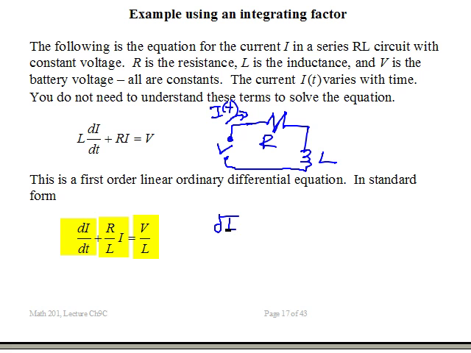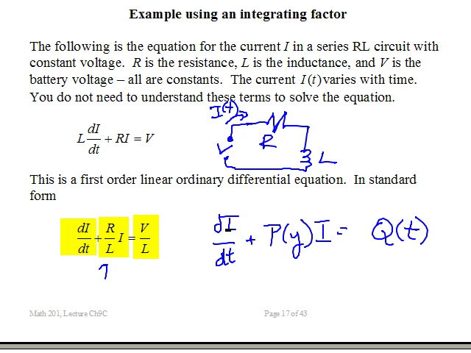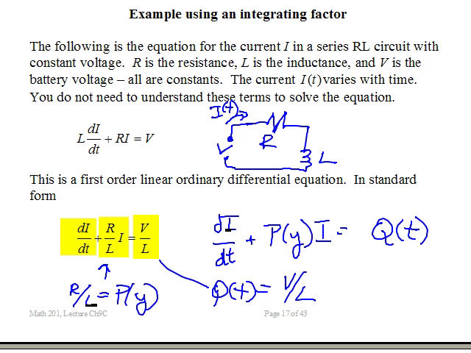And for an integrating factor, we want to have the derivative dy/dt plus some function P of t times y. In this case, it's a constant, so we're fine with that. And here I equals some other function, which is really a function only of the independent variable. So in that case, R over L is P. Again, I said you like those to be constant. And here my Q of t is actually a constant, V over L.